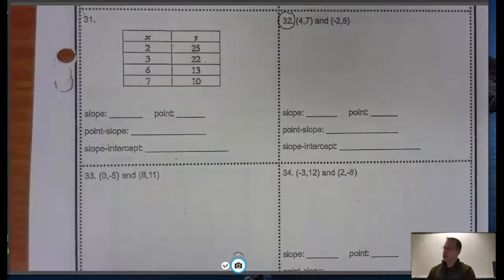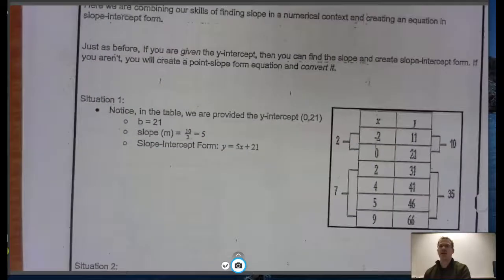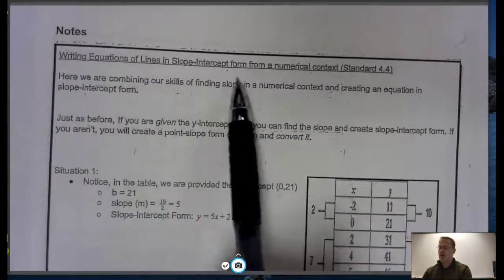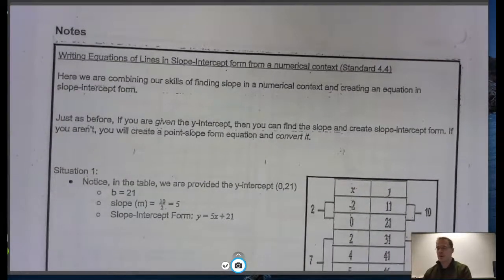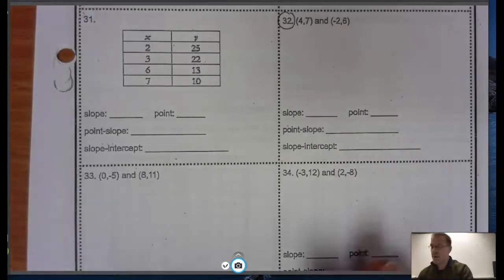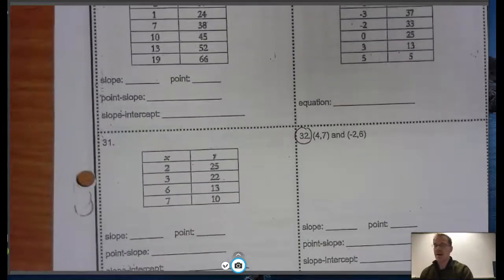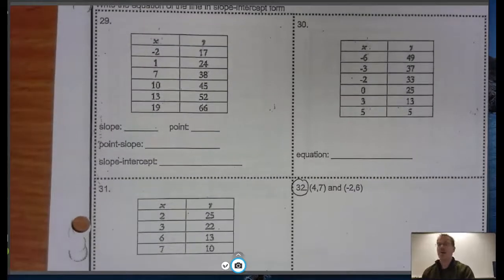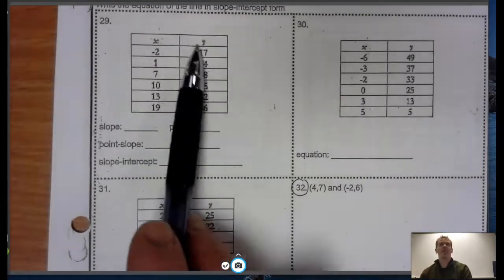Very long lesson here. A couple more examples. Now, once again, same kind of process if we want to do slope-intercept form numerically. Let's look at some examples here. And so once again, if I go back to this example here, now I want to make sure we're good.